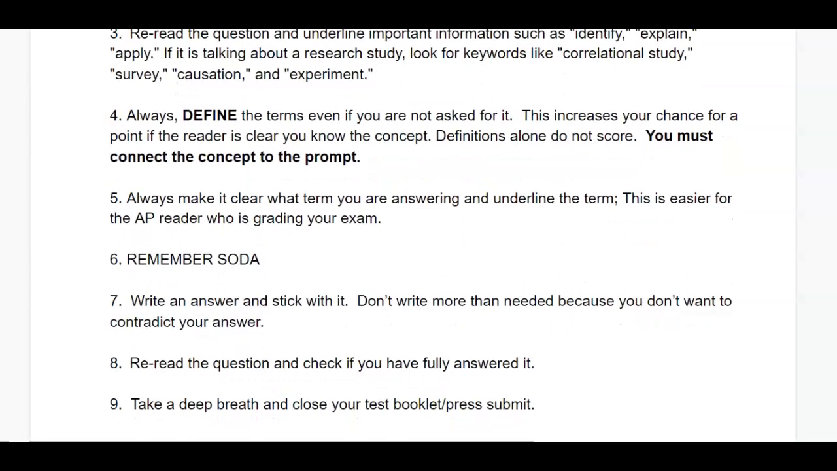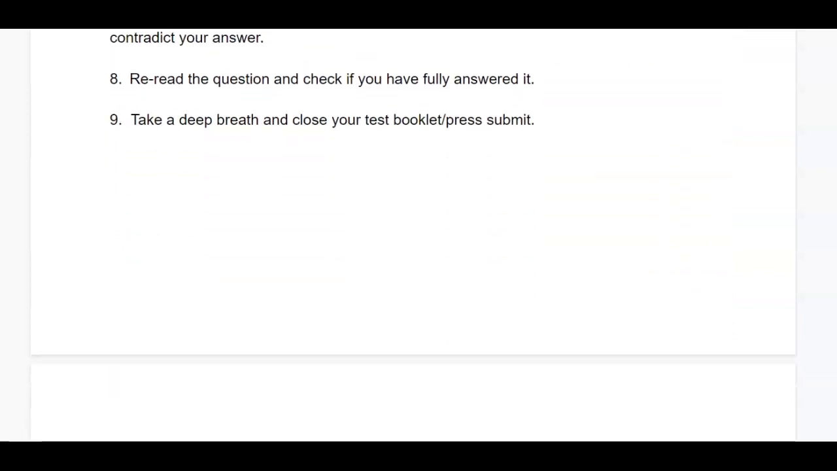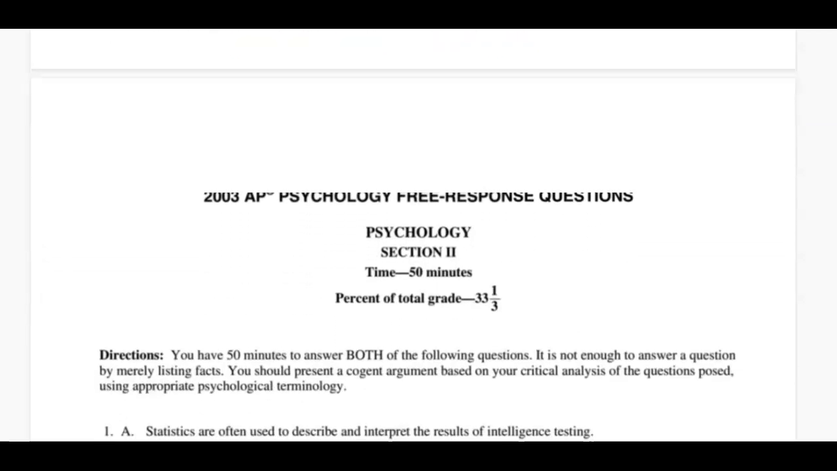Reread the question or your answer and make sure that you've fully answered it. And then take a deep breath and press submit. Okay. You do know more than you think. All right. And I know that a lot of times there's panic when you are going to be seeing a question. You open up the test booklet. You're like, oh my goodness, what's this?